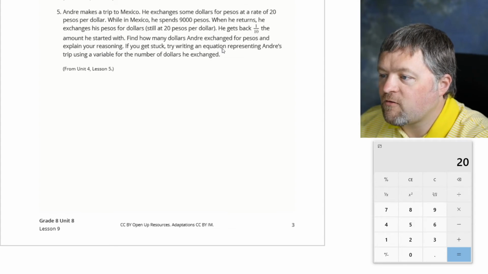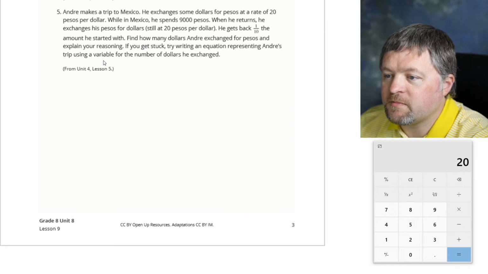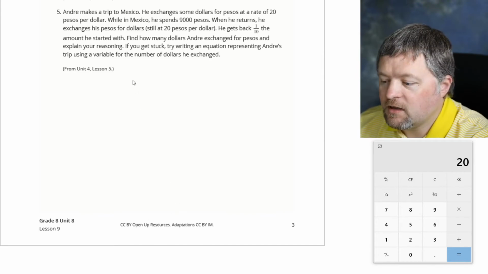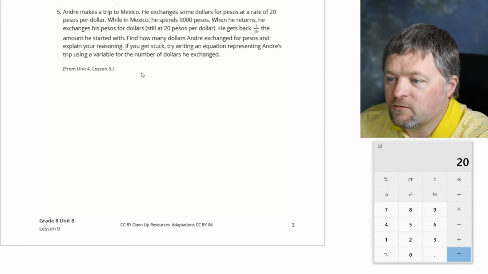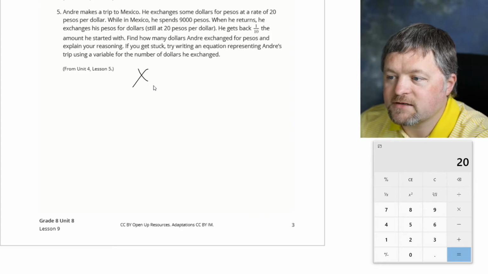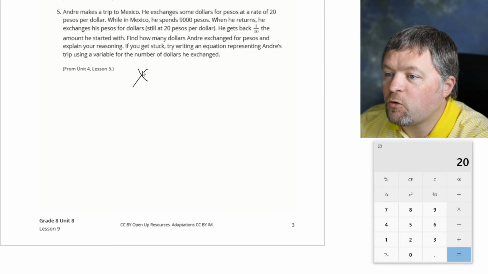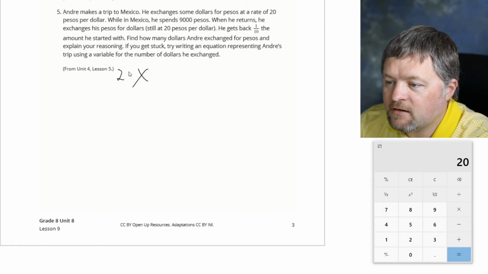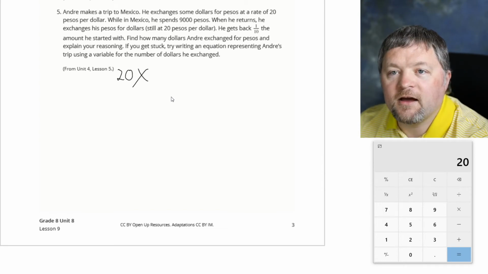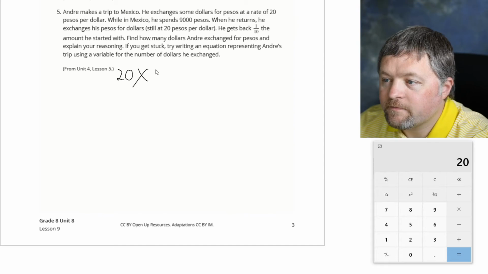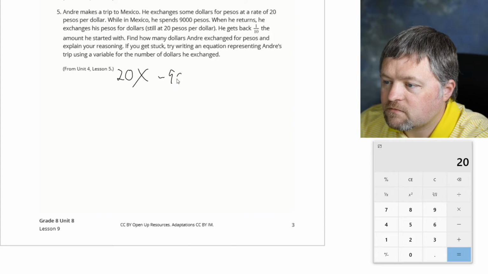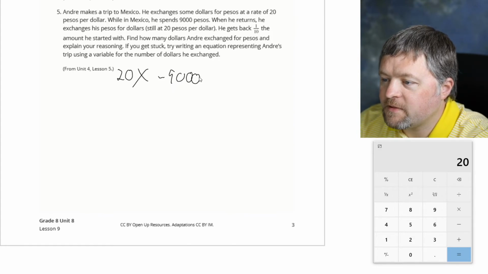If you get stuck, try writing an equation representing Andre's trip using a variable for the number of dollars he exchanged. So, how much money did he exchange? I don't know. What do I use to represent a number? X. He exchanges it for pesos at 20 pesos per dollar. So if this is how many dollars he had, that will be how many pesos he had. Then he spends 900 pesos. Or 9,000 pesos.